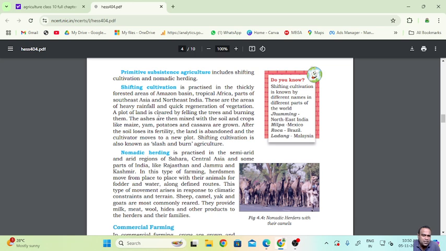A plot of land is cleared by felling the trees and burning them. The ashes are then mixed with the soil and crops like maize, yam, potatoes and cassava are grown. After the soil loses its fertility, the land is abandoned and the cultivator moves to a new plot. Shifting cultivation is also known as slash and burn agriculture. So this is very important.